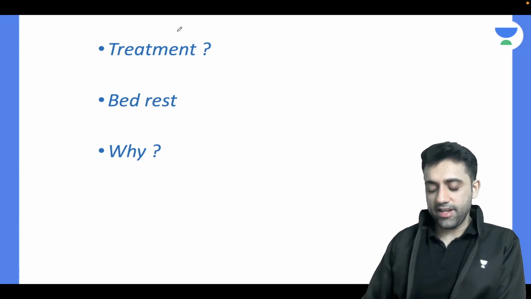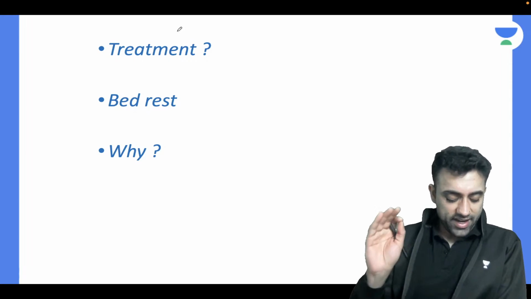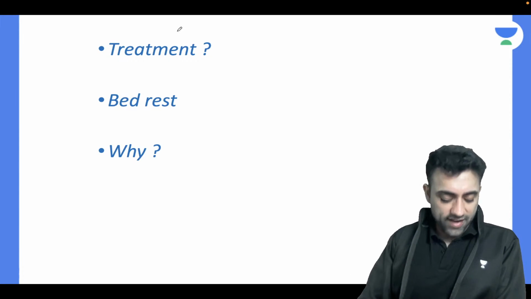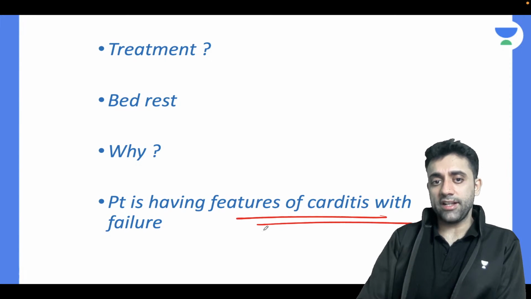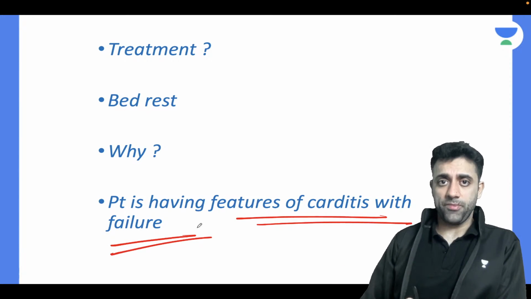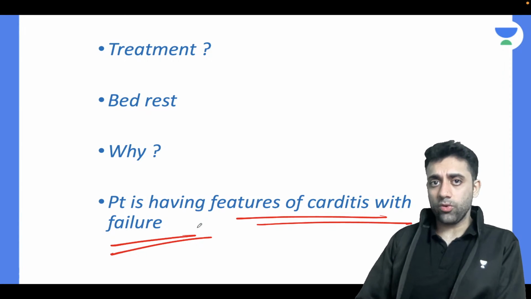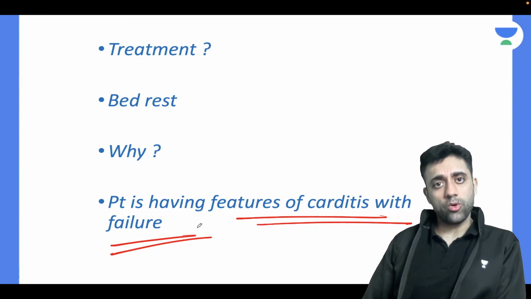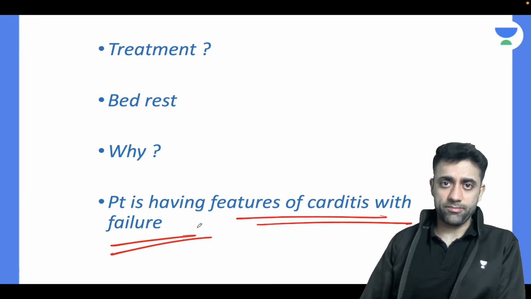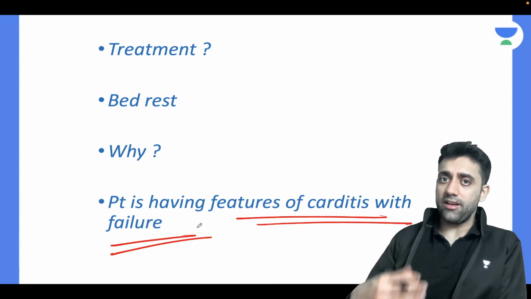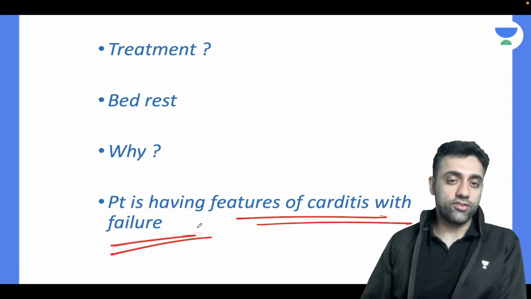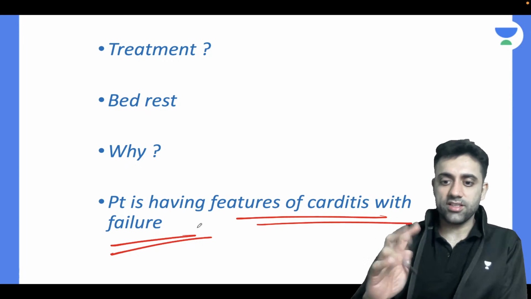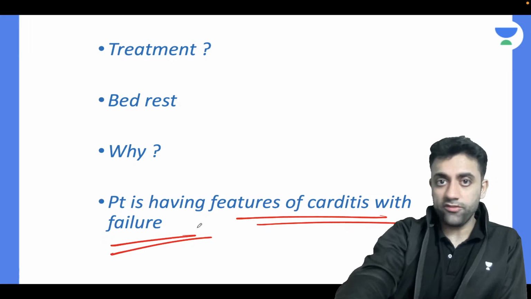Why bed rest? Every single question is important, guys. Five more minutes and this class is over. Why is bed rest important? Because the patient is having features of carditis, right? The patient can land up in failure. He can have pericarditis, endocarditis, and myocarditis. If he has endocarditis, he'll have a pansystolic murmur of mitral regurgitation. And in pericarditis, he'll have a pericardial friction rub. So, to avoid the features of carditis, rest is very important. Otherwise, the patient will go into failure.